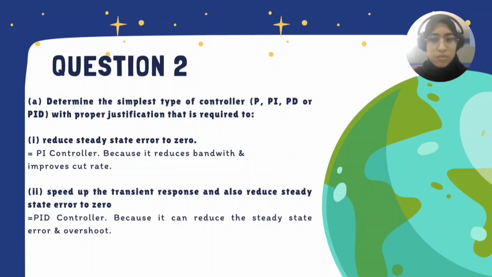For Roman one, to reduce the error to 0, the answer is the PI controller because it reduces the error and improves the steady-state response. As for Roman 2, to speed up the transient response and also reduce the steady-state error to 0, the answer is the PID controller because it can reduce the steady-state error and overshoot.